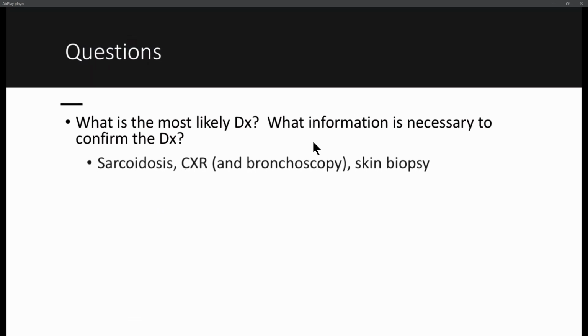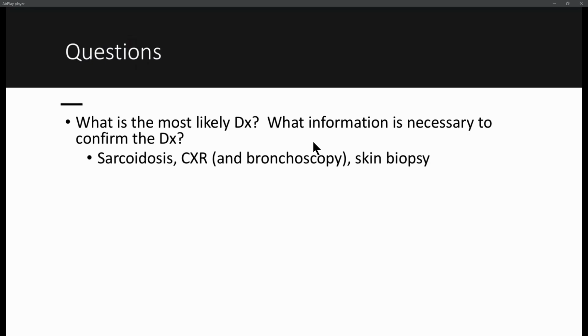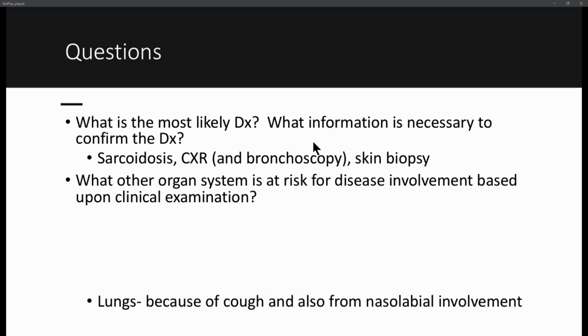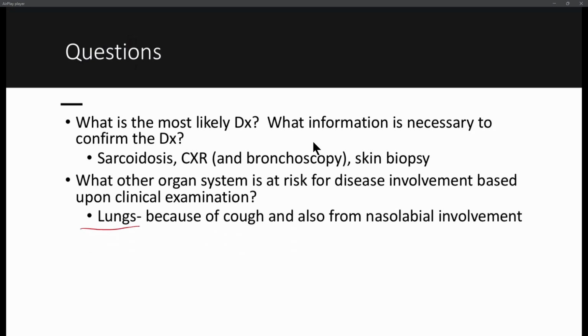I know you guys, it could be sarcoid: chest x-ray, bronchoscopy, skin biopsy. With the nasal folds, there are granulomas on the nose. Remember, as they breathe that in all the time and it gets into the lungs, it causes that perihilar lymphadenopathy and lung involvement. Okay, perihilar lymphadenopathy. They're going to get that.